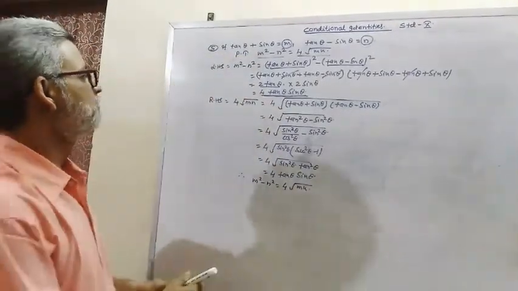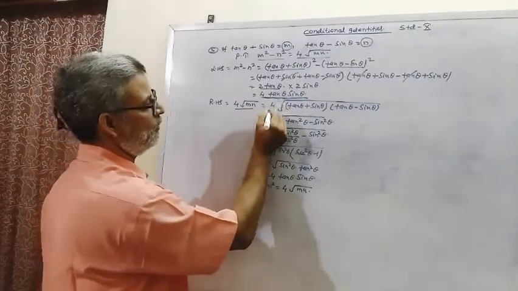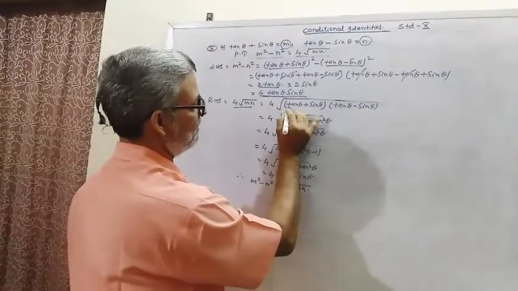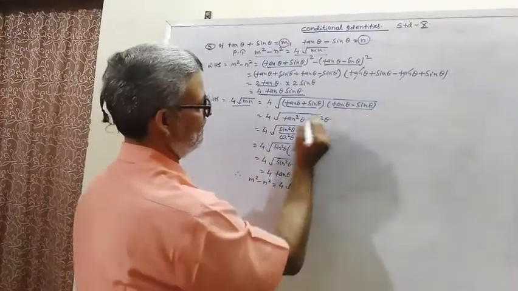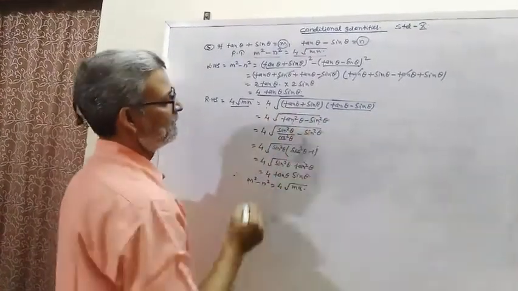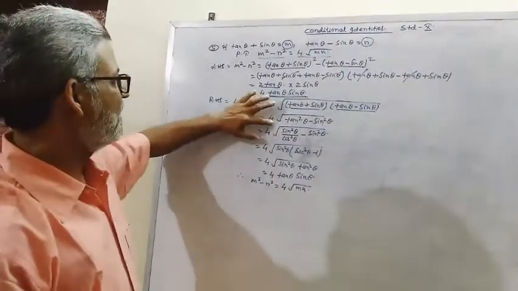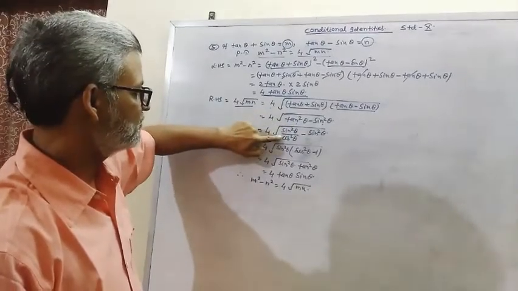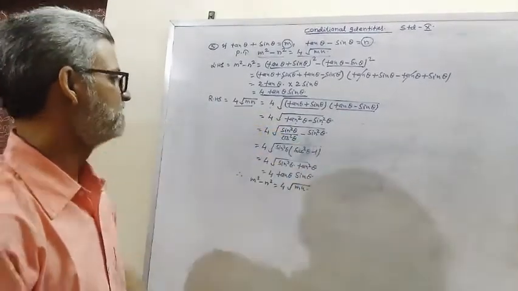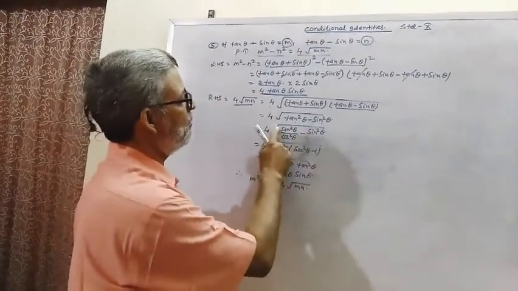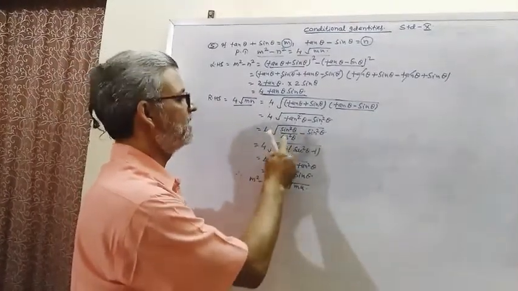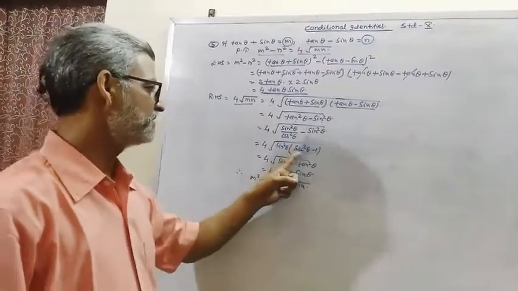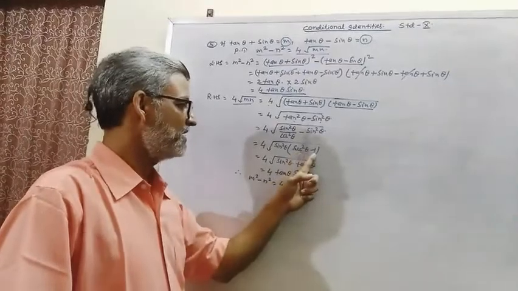Now the RHS is 4√(mn). So 4 root under (tan + sin)(tan − sin). It is in the form of (a + b)(a − b), that is a² − b². Here we require this value to be equal to this one. So first convert this tan² into sin²/cos² minus sin². Now you see sin² is common. If you take sin² common, then here remains 1/cos², that is sec²θ, minus 1.